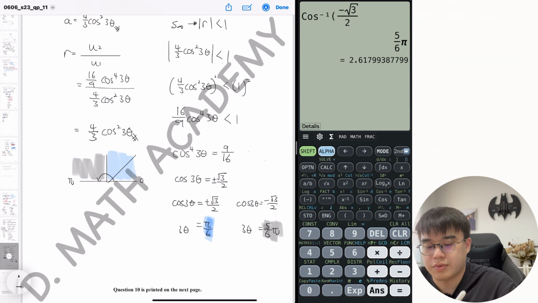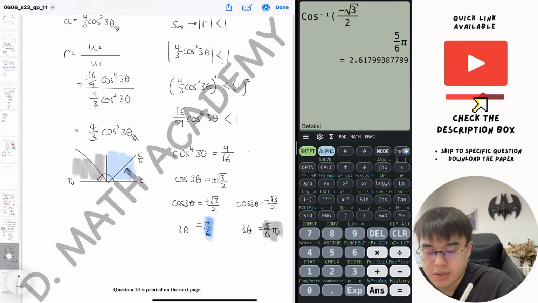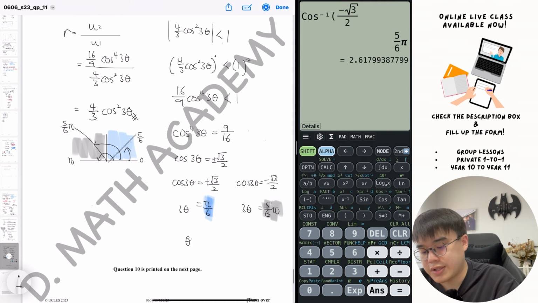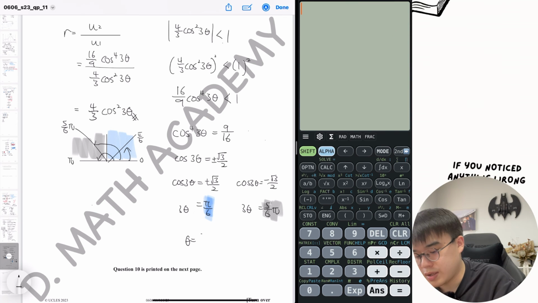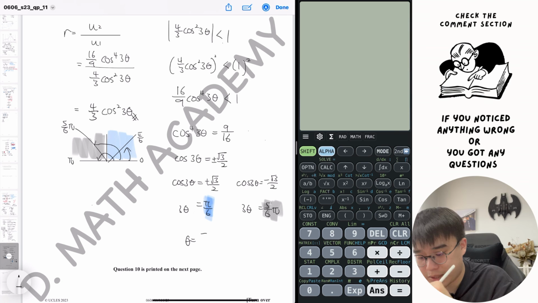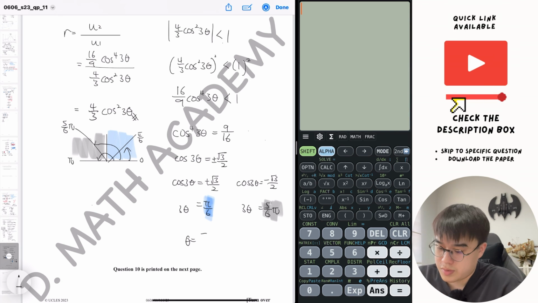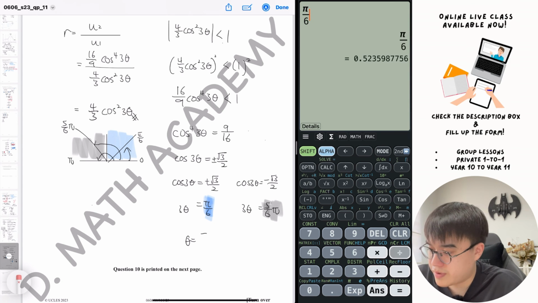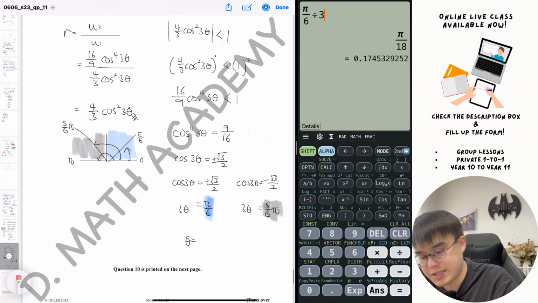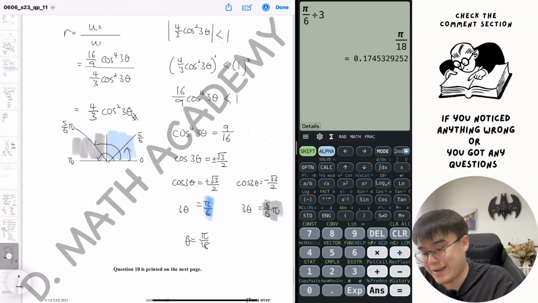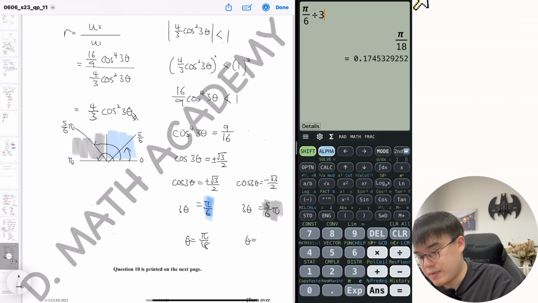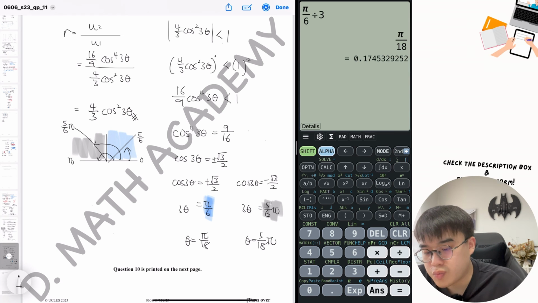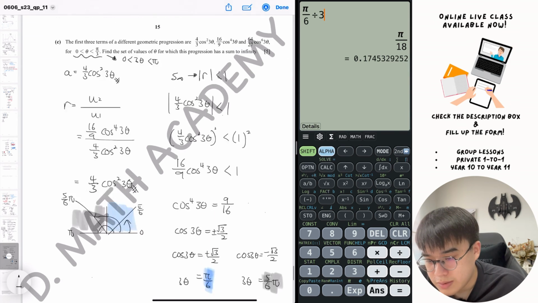Okay, so draw it out. Pi over 6. Draw it out. This is 5 over 6 pi. Okay, so theta final answer will be pi over 6 divided by 3, I get pi over 18, and 5 over 18 pi. Okay, so they wanted it to be lesser than 1.